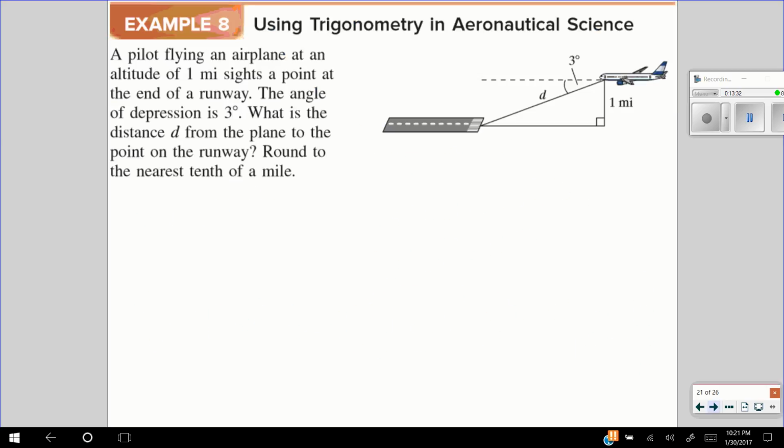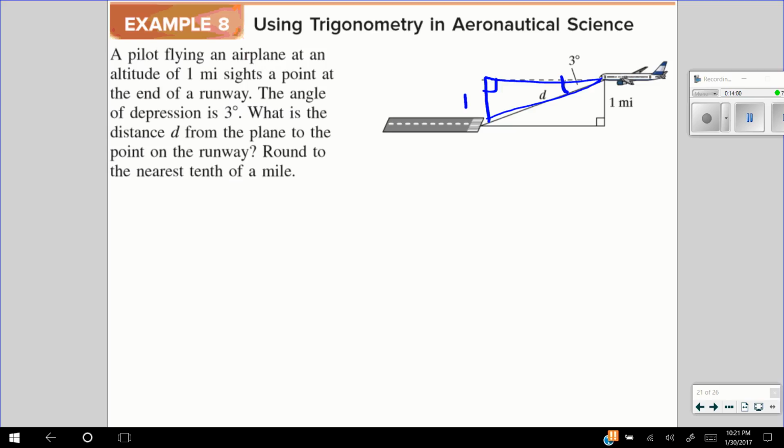This one is talking about an angle of depression right here from this horizontal sight line. This is a pilot flying an airplane at an altitude of 1 mile, so that's height, 1 mile of height. Sights a point at the end of a runway. The angle of depression is 3 degrees. What is the distance d from the plane to the point on the runway? So that happens to be the hypotenuse of the right triangle.